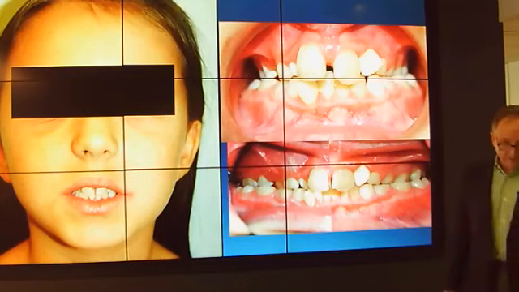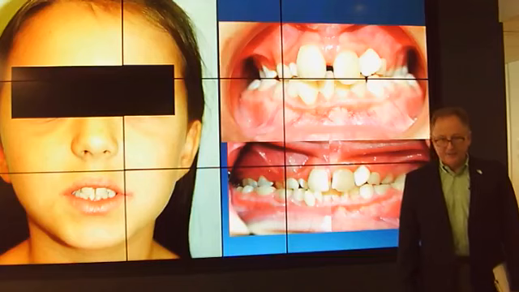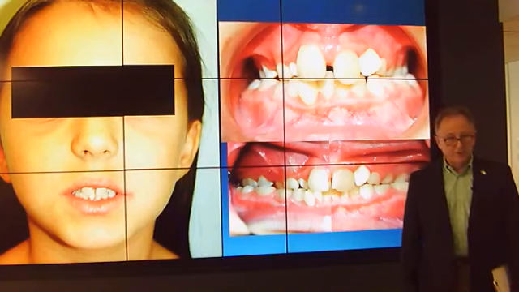But the underlying factor here is she has sleep apnea. Her nose is stopped up from enlarged turbinates. She has enlarged adenoids and tonsils. The poor child can't breathe. The cracked lips are from mouth breathing and the mother's attempt to keep the airway open using antihistamines and steroids. We'll come back to her later.